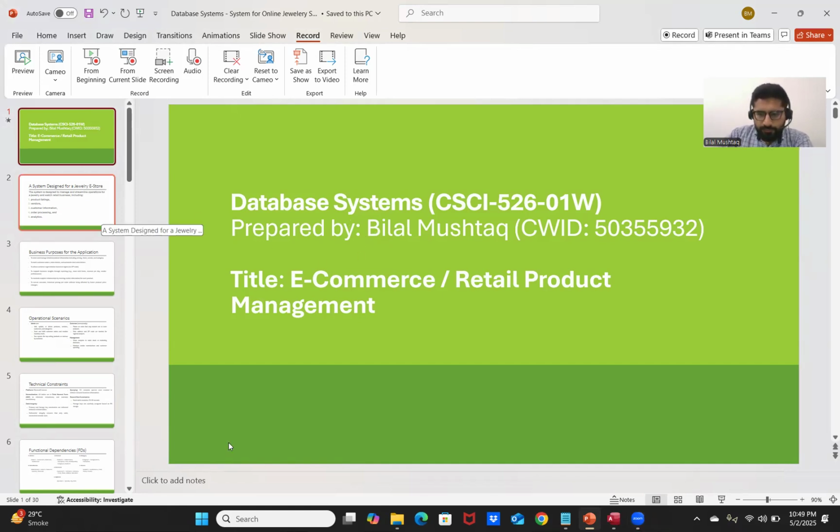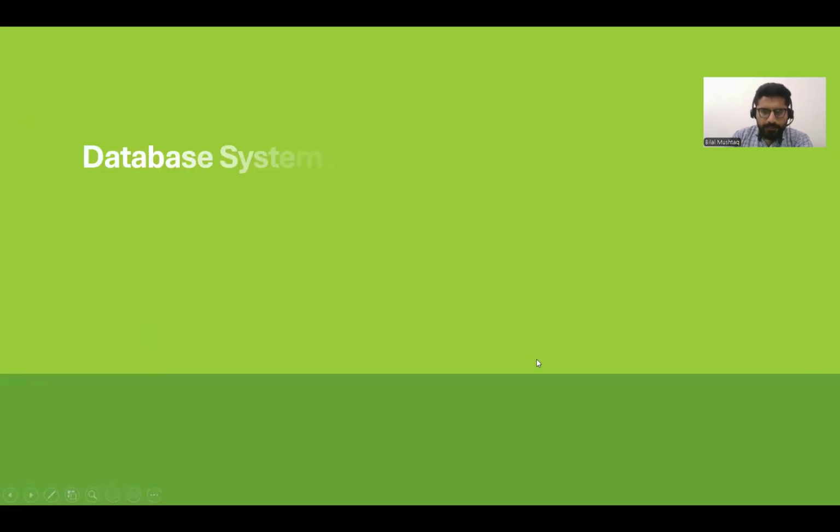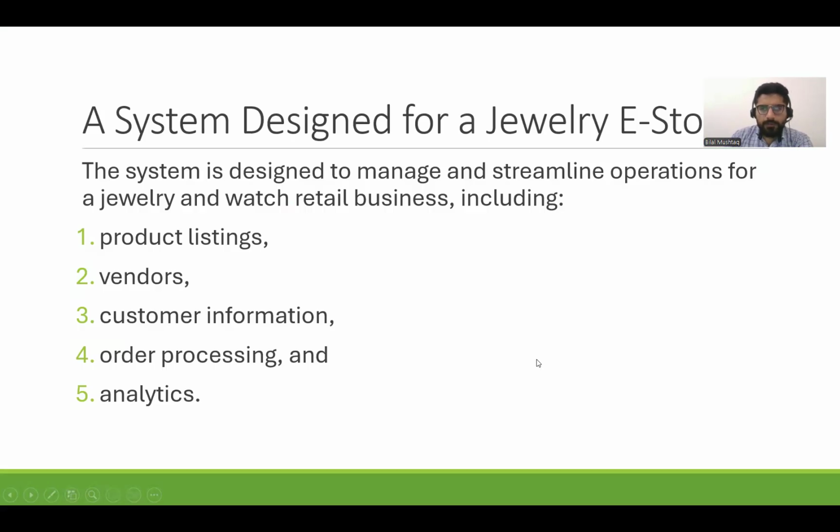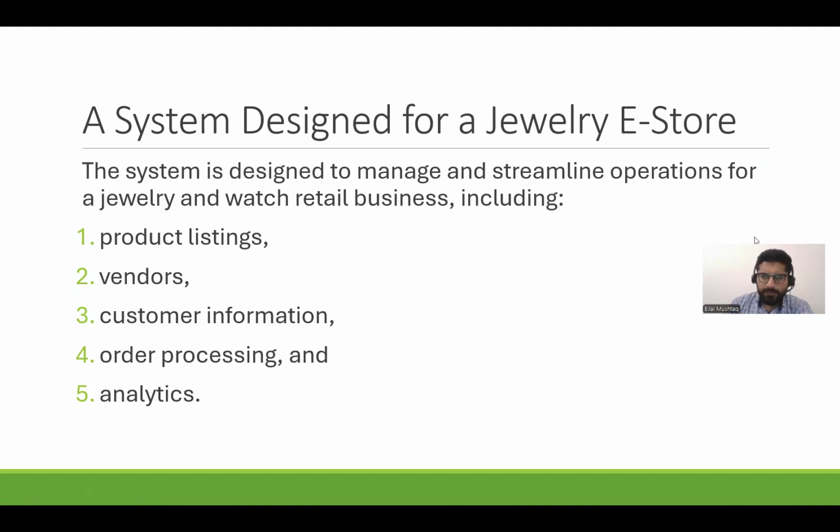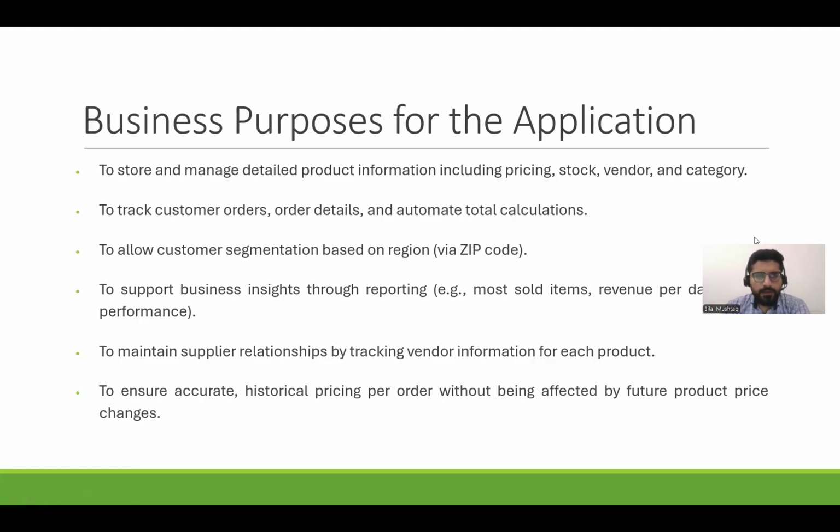First and foremost, I would like to talk about the system. It is designed for a jewelry e-commerce store. It's a prototype, it's a use case, and it is designed to manage and streamline operations for a jewelry and watch retail business that can include product listings, vendors, customer information, order processing, and analytics. We're going to talk about all of this more in detail.